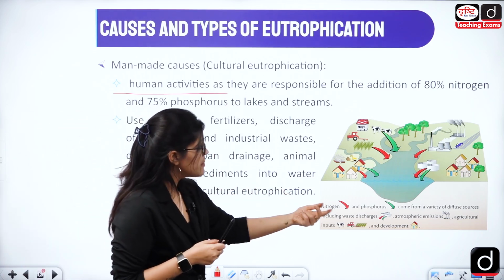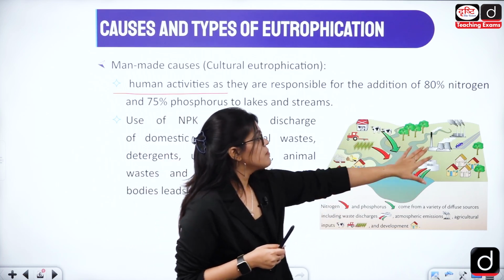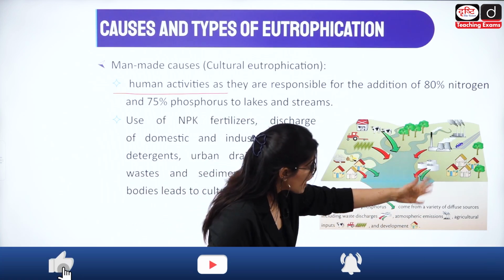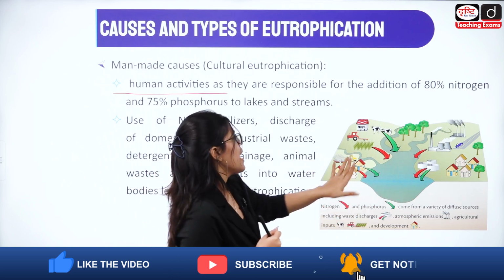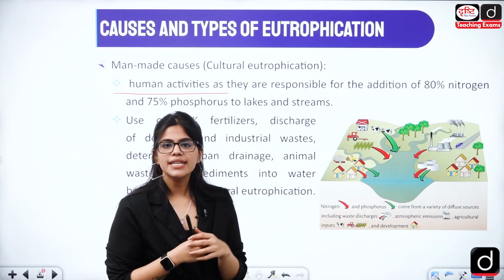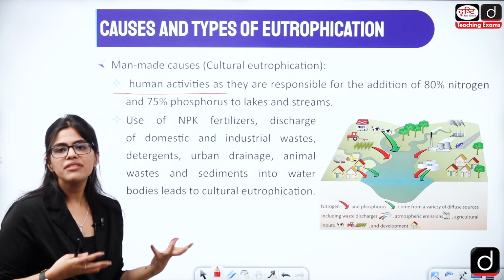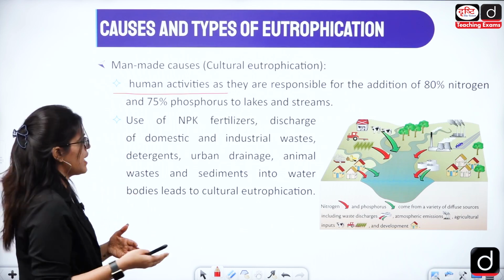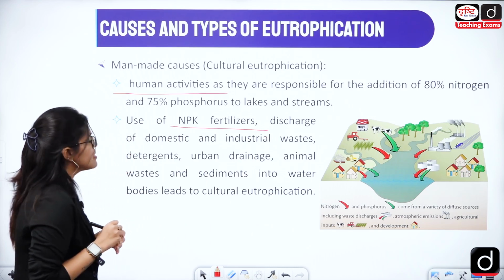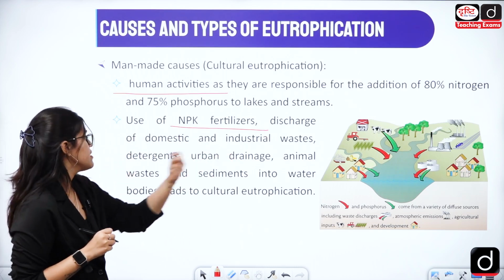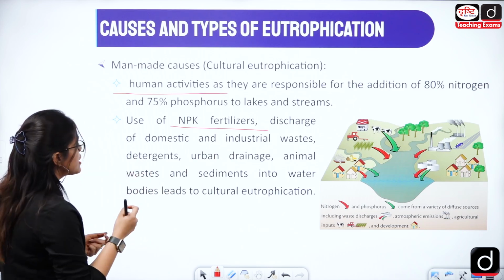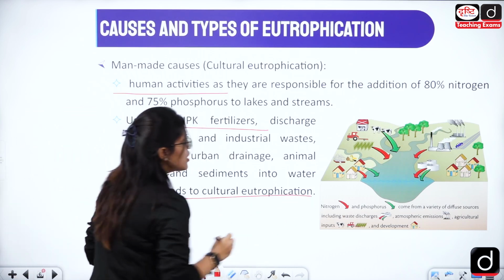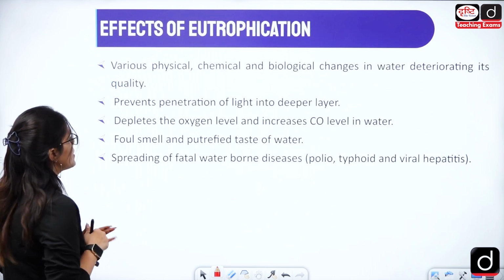There can be waste coming from the farming land, from the factories, from different outlets. It can be household as well. Construction sites, from anywhere, the waste can be dumped in the water and problems can arise. The use of NPK fertilizers, discharge of domestic and industrial waste, detergents, urban drainage, animal waste and sediments into the water bodies can lead to cultural eutrophication, right? So these can be the major causes.